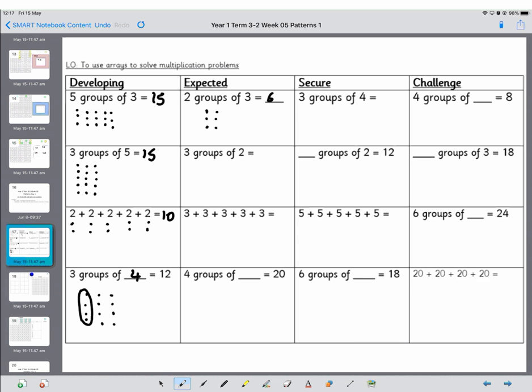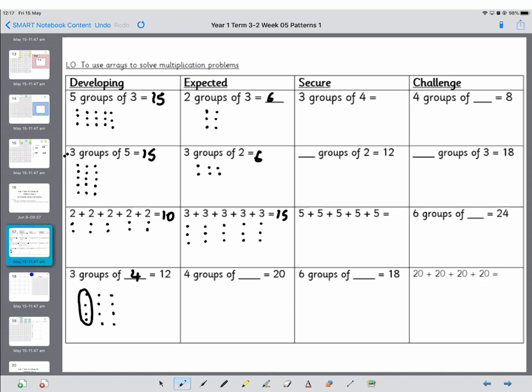Three groups of two. 1, 2, 3, 4, 5, 6. 3 plus 3 plus 3, 3, 6, 9, 12, 15. So you see how we're starting to look at counting on in these numbers as well, on the number squares.